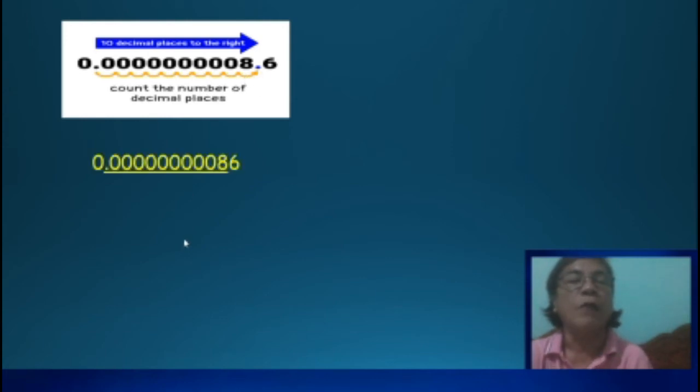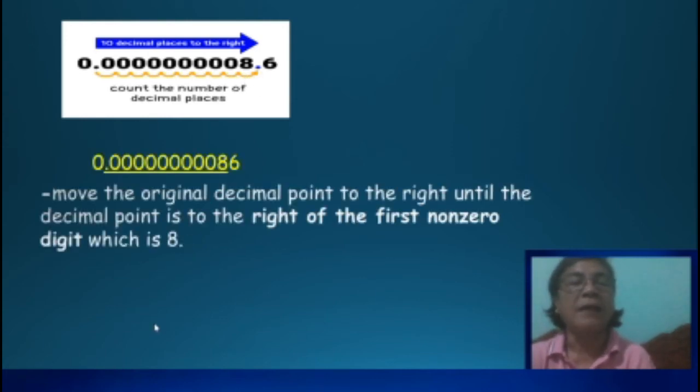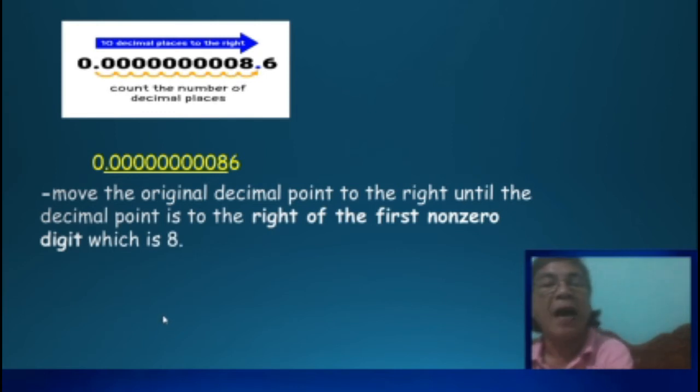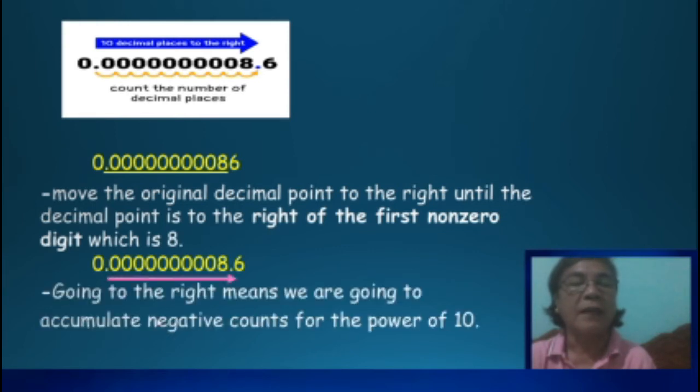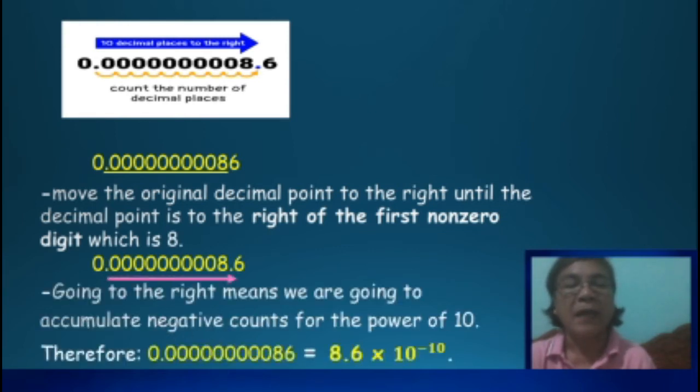And so, our answer, it is moved 10 times to the right. So, the answer will be 8.6 times 10 raised to the negative 10. Okay, since we moved to the right.